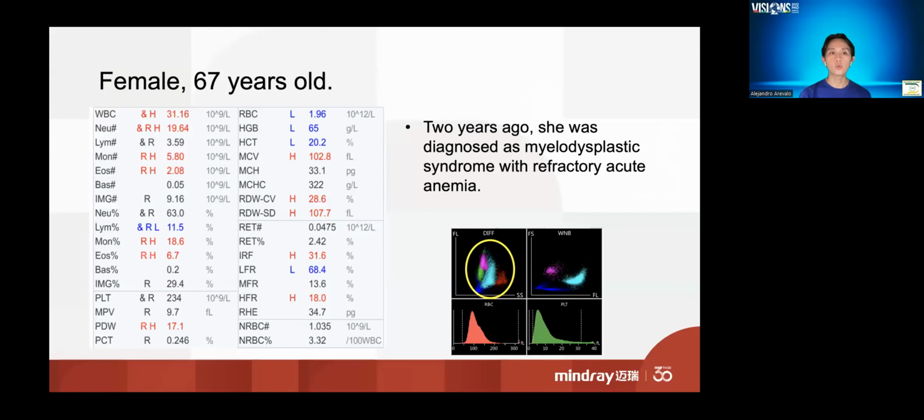Now, for case 2, we are presented with a 67-year-old female who was previously diagnosed with myelodysplastic syndrome and presenting with refractory anemia. As you can see here, the hemoglobin is low at 65, but there is macrocytosis. Platelet count is normal at 234, and there's an elevation in your WBC count at 31,000. So as you can see here, the granulocytes appear to be increased again.